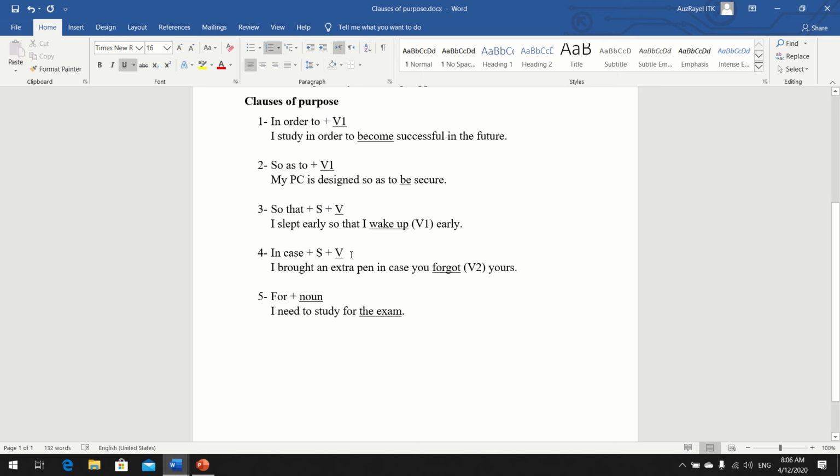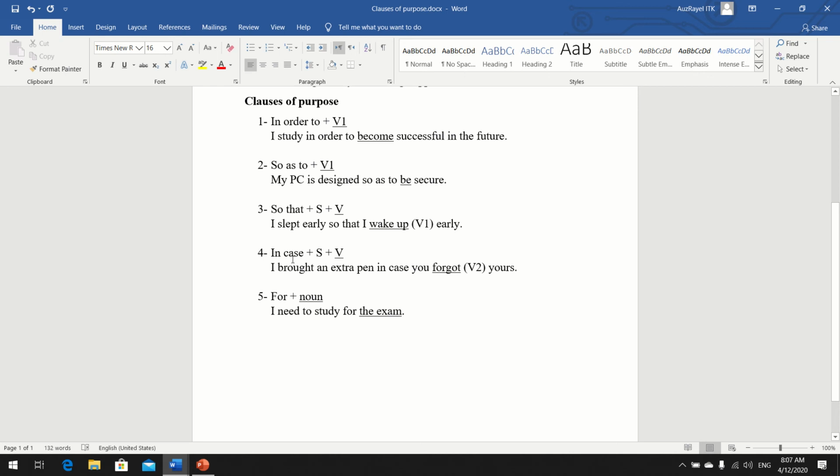The next clause is in case plus subject plus verb. It is similar to so that. In case here is used to give a reason or the possibility of something to happen. Okay, so for example, we say, I brought an extra pen in case you forgot yours.